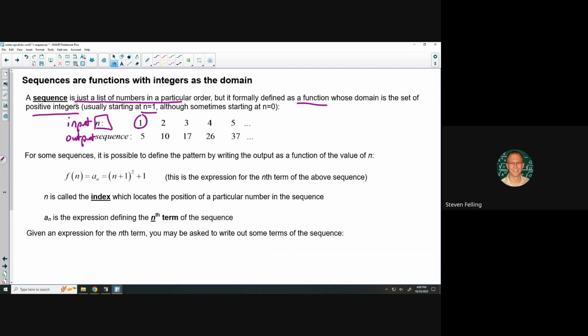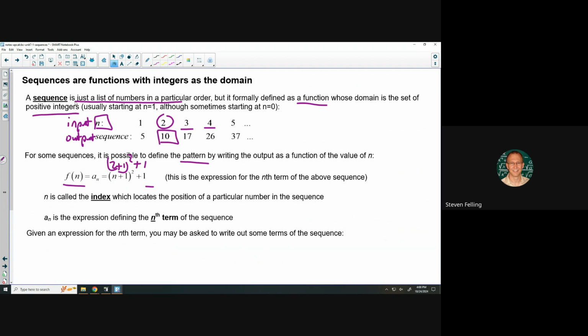So when n is 1, maybe the output of this sequence is a 5. If n is 2, the output is a 10. 3, the output is a 17, and so on. And then for some sequences, although not all, you can come up with a rule or a pattern that can be used as a function. So you can say there's a function where I can plug in a particular n, and this function will compute the value of the output. So for example, if I were to put this 2 into the function, this would be 2 squared plus 1, which is 4 plus 1... sorry, as stated: 2 plus 1, quantity squared, plus 1, which is 3 squared is 9, plus 1 is 10, and sure enough, it produces the 10.